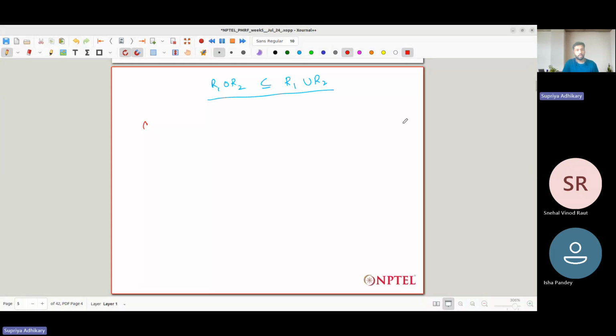Similarly, we just consider an arbitrary element AB in R1 compose R2. So if this belongs to R1 compose R2, then what we can say is that there exists a C in X such that AC belongs to R2 and CB belongs to R1. This is how this R1 composition R2 is defined.